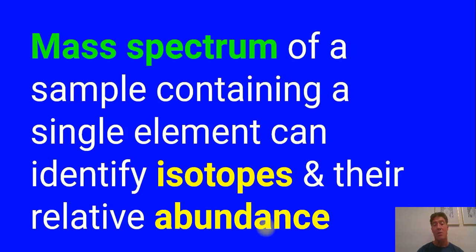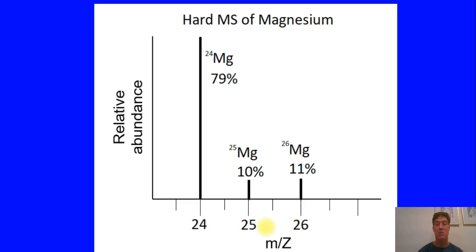And we can tell the weight and the relative abundance of the isotopes using a mass spectrum. So here, for example, is a spectrum readout of magnesium. And what we see here, on the left side, is relative abundance, usually on a scale of 0 to 100%. And down here, we have our mass to charge ratio.